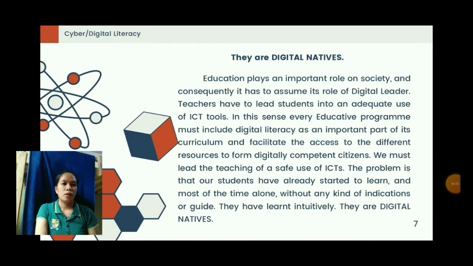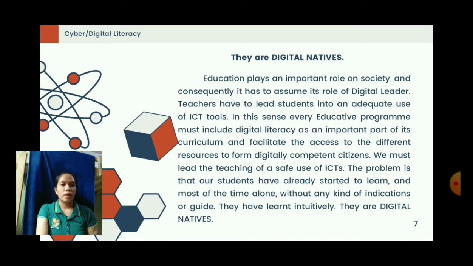They are digital natives. Education plays an important role in society, and consequently, it has to assume its role of digital leader. Teachers have to lead students into an adequate use of ICT tools. In this sense, every educative program must include digital literacy as an important part of its curriculum and facilitate the access of the different resources to form digitally competent citizens.